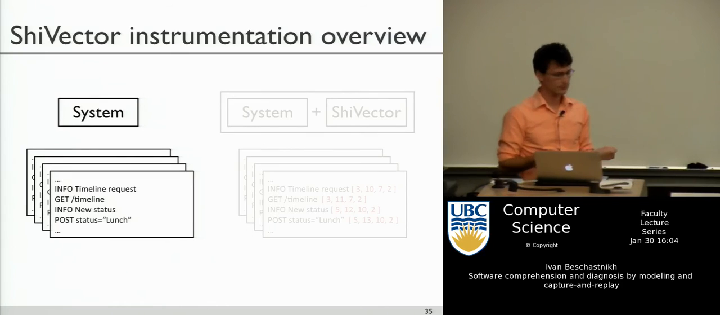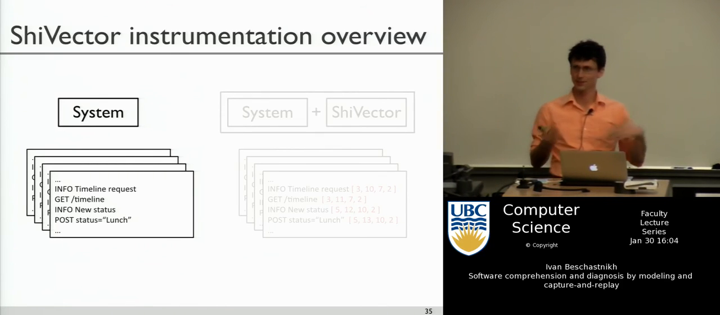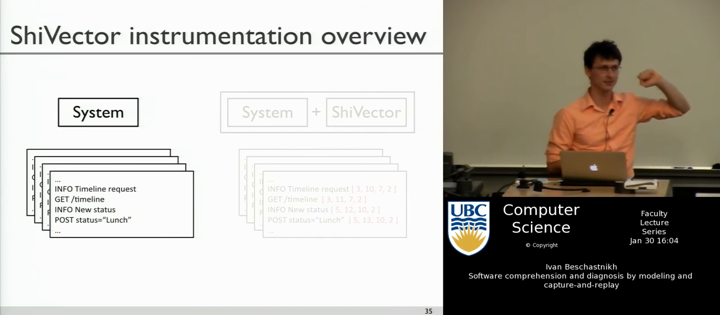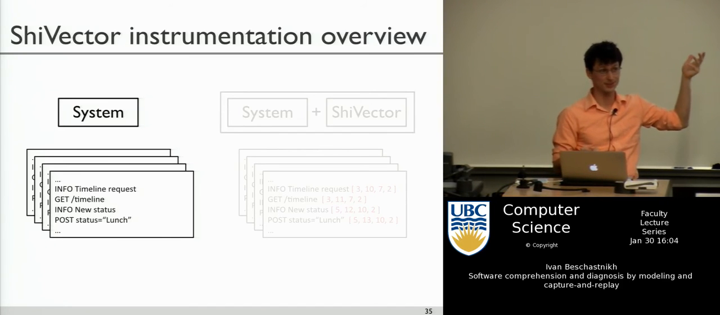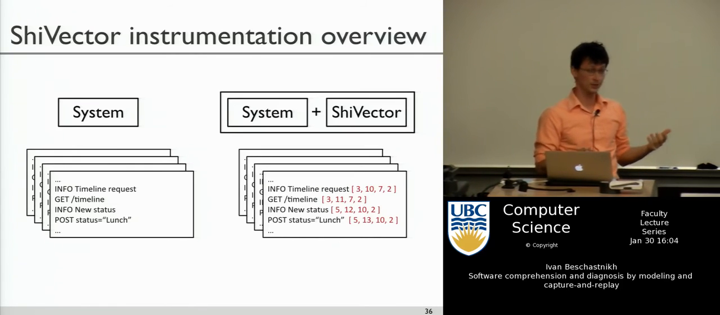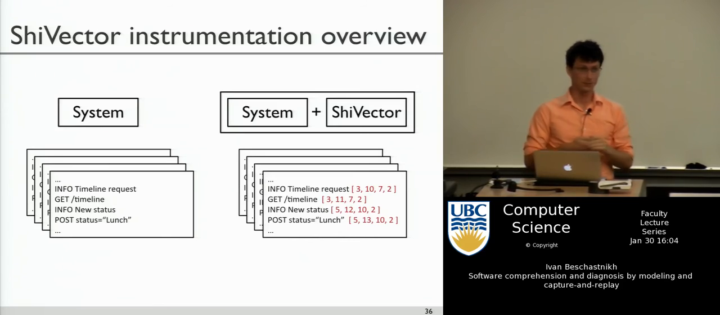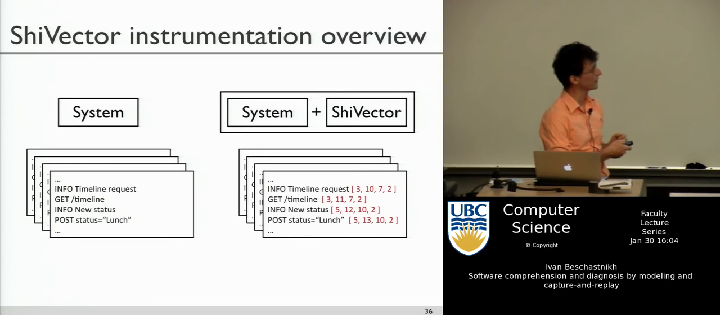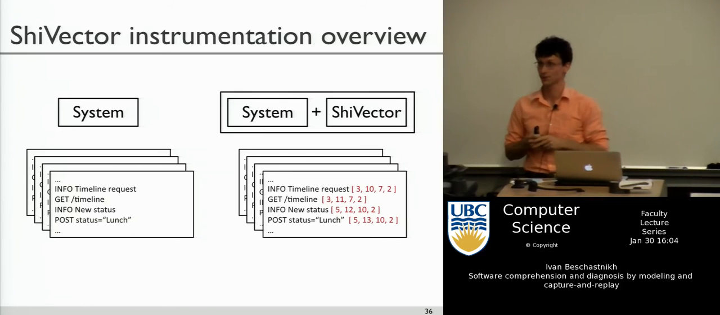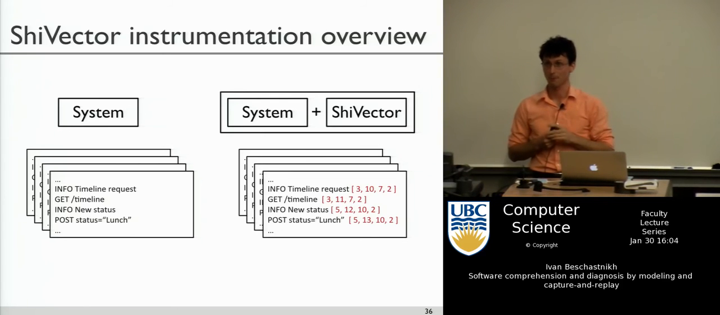So, what is ShiftVector? ShiftVector basically just does what I described. So you have some system, it outputs this log. It turns out to be a distributed system. So the system instrumented with ShiftVector is going to output the same exact log, but it's going to include these vectors. So at the very end, you'll see the vector. And here you have a vector of 4 integers. So there are 4 nodes in my system.